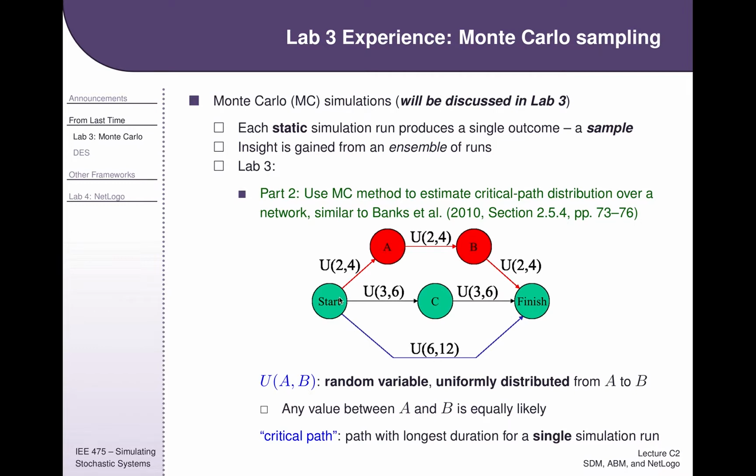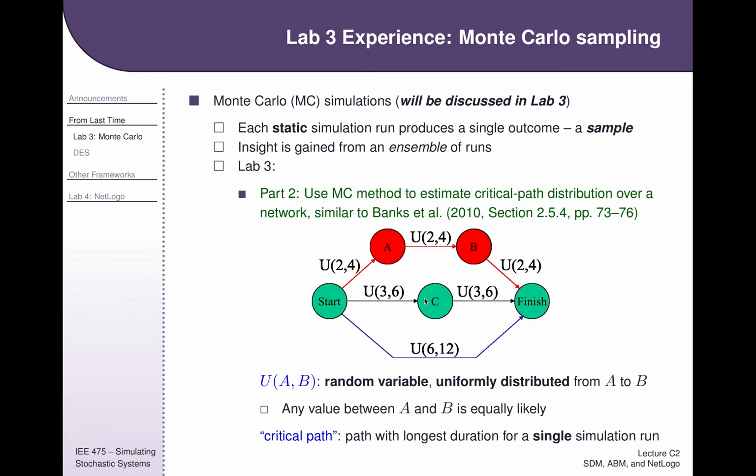Each one of these 3 steps takes no shorter than 2 minutes, but no longer than 4 minutes, and is uniformly distributed between 2 and 4, and the same for this one and this one. So the average time for this is 3 minutes, the average time of this is 3 minutes, and the average time of this is 3 minutes. So the average length of going from start to A to B and to finish is 9 minutes. Similarly, for start to C and C to finish, each one of those takes no shorter than 3 minutes, no longer than 6 minutes, with an average of 4.5 minutes, and is uniformly distributed between 3 and 6.